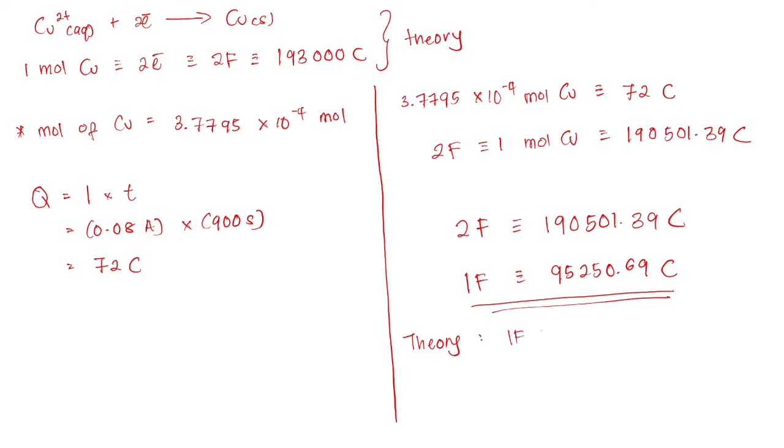1 Faraday is equivalent to 96,500 coulomb. So, kalau range awak dapat di antara 95,000 hingga 97,000 coulomb, bermakna eksperimen awak berjaya. Okay. So, itulah dia yang awak perlu tahu macam mana kita nak buat pengiraan.